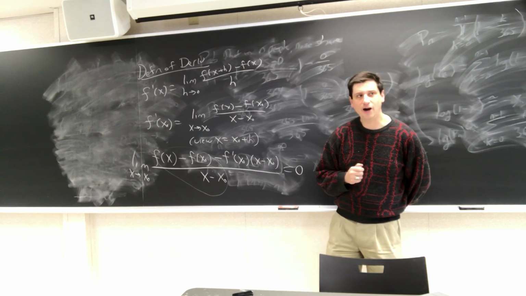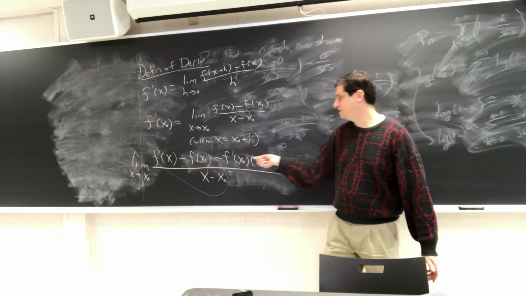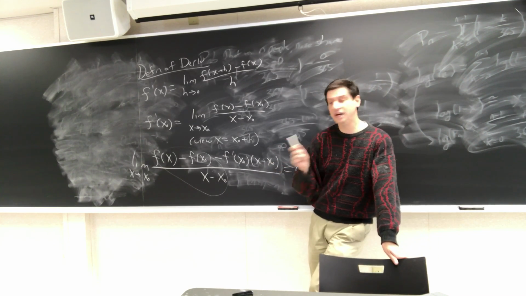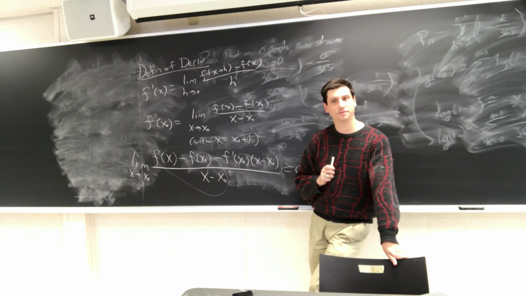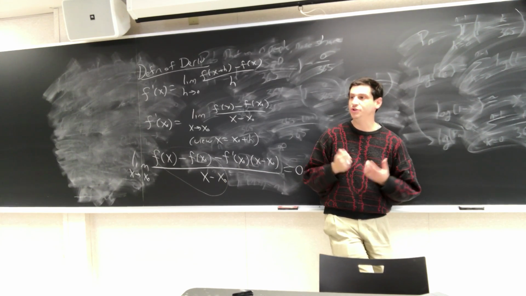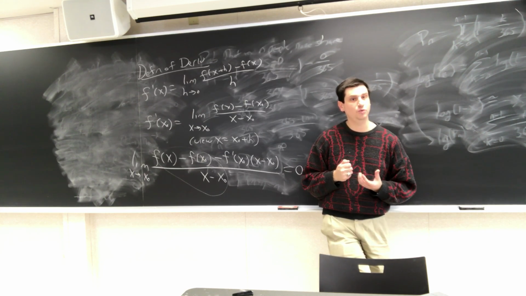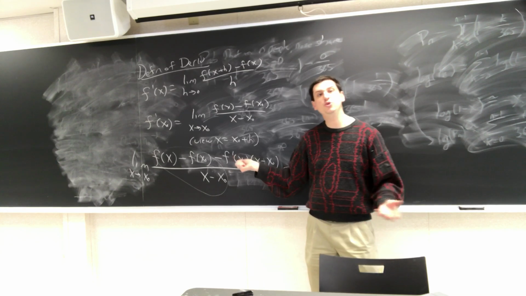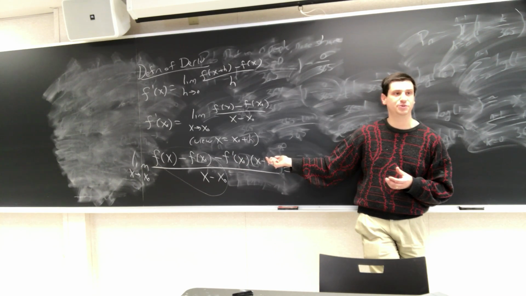Okay. How can I view this? What I'm saying is if I take my function and subtract off the tangent line approximation, it's going to be so close that even when I divide by how much I've moved, it still tends to 0. That's the way to view what we're doing. That's a really good way to view what the derivative means. When you subtract off the tangent line approximation, you are so close that even on the scale at which you're looking, the difference is small.